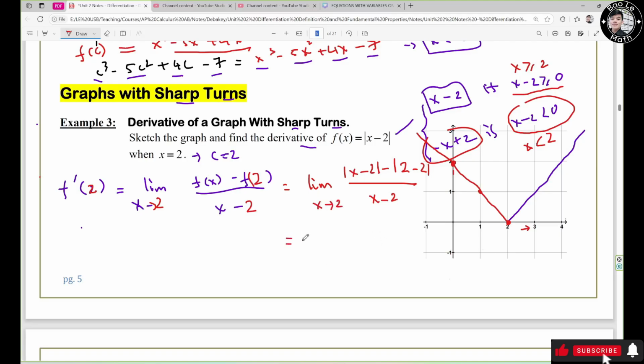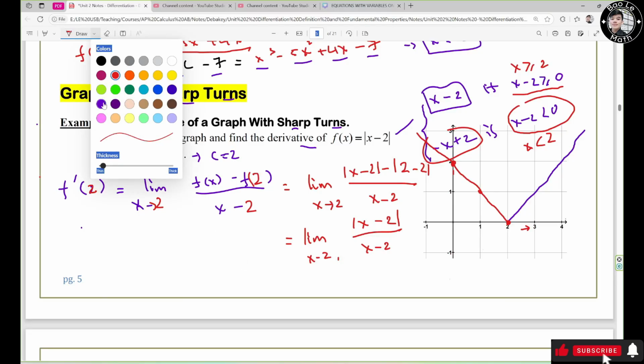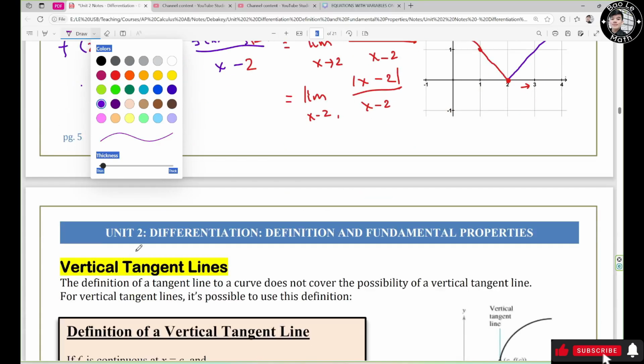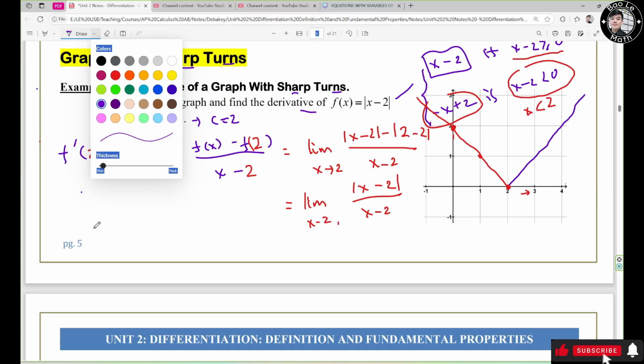I'm going to simplify this one. 2 minus 2 equals 0, so it will be limit of absolute value of s minus 2 over s minus 2 when s approaches 2, right? Now, I need to split this one into two different cases, right? Limit from the left and limit from the right, right?